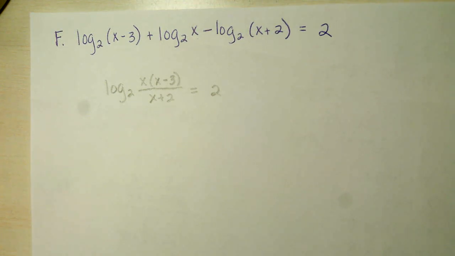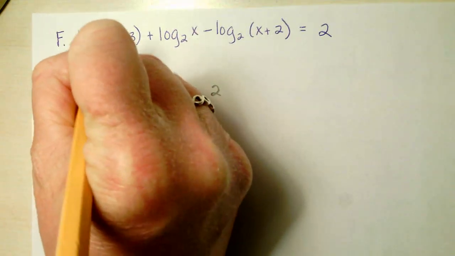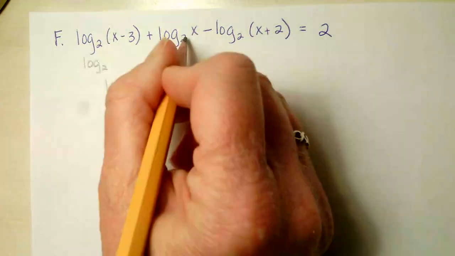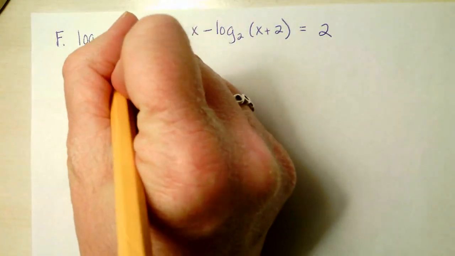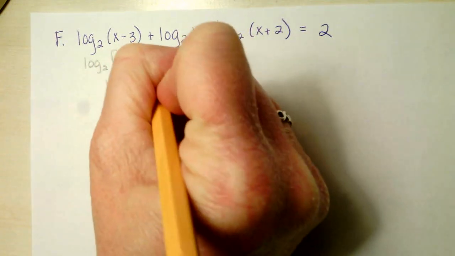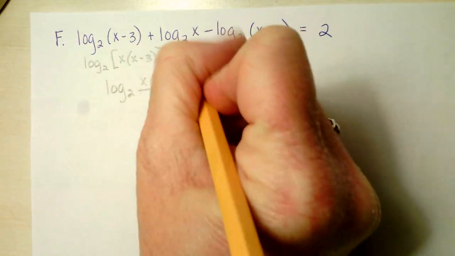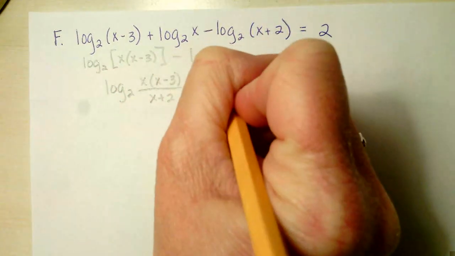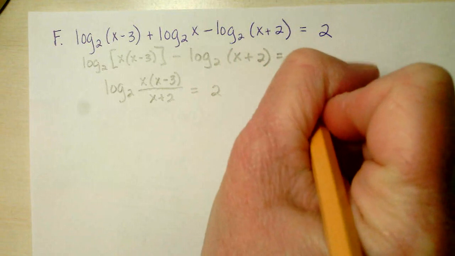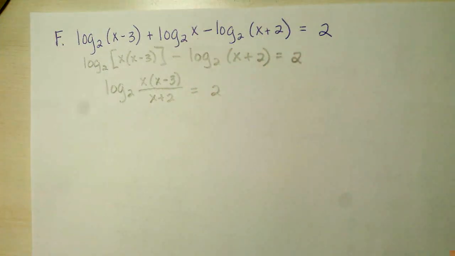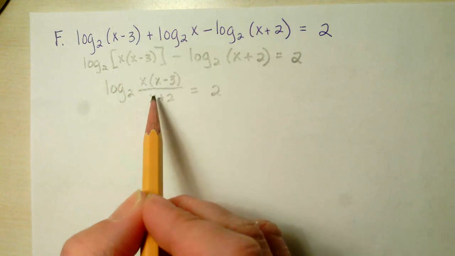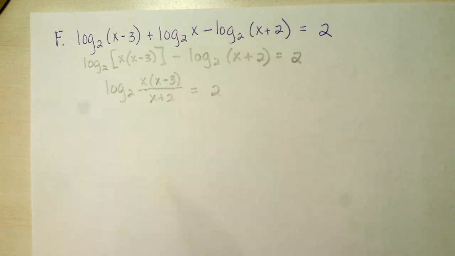If you aren't ready, you hopefully would see that the first two expressions, we're going to use the product property and get x times x minus 3 minus the last expression. Okay, and then condensing these two would become the quotient.